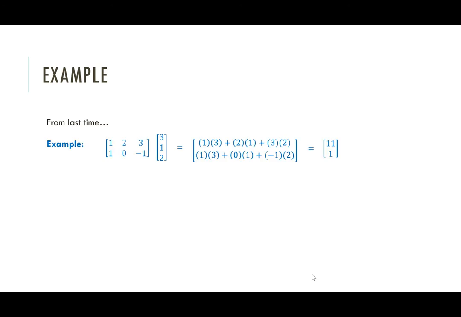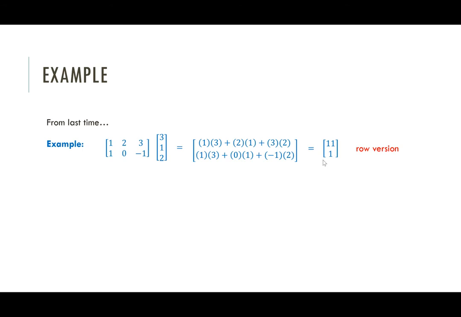But okay, let's do an example. Last time we calculated a matrix vector product using the row version. We've got this 2 by 3 matrix, and we multiply it by a 3 by 1 column. Dotting the first row with the column gives you the first entry, dotting the second row with the column gives you the second entry, and we ended up with 11, 1. I just copied and pasted this from the last slide. That was the row version.